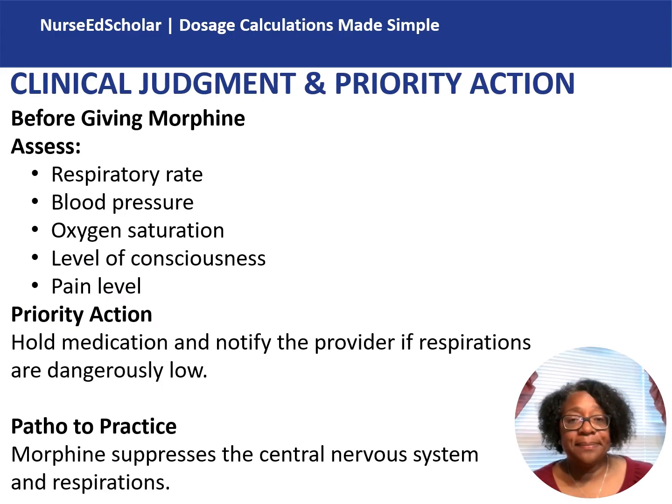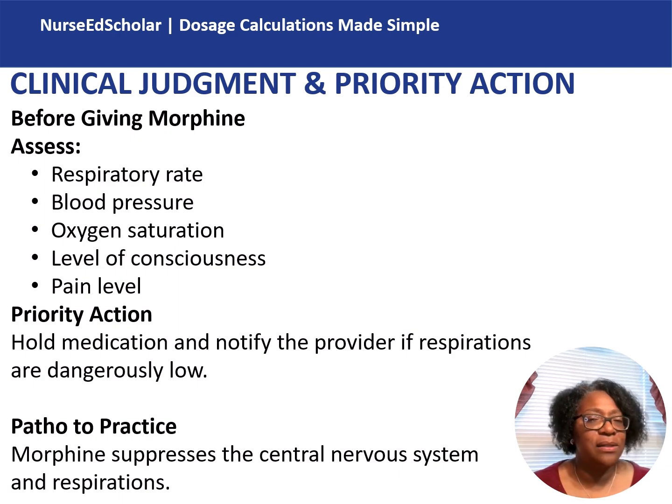So with this one, your patient is post-op, complaining of pain. Morphine can really create some havoc. It can mess with them neurologically. It can affect respirations. So before you give it, you really want to assess what's their respiratory rate, what's their oxygen sat, what's their blood pressure, what's their level of consciousness, and what is their pain level.